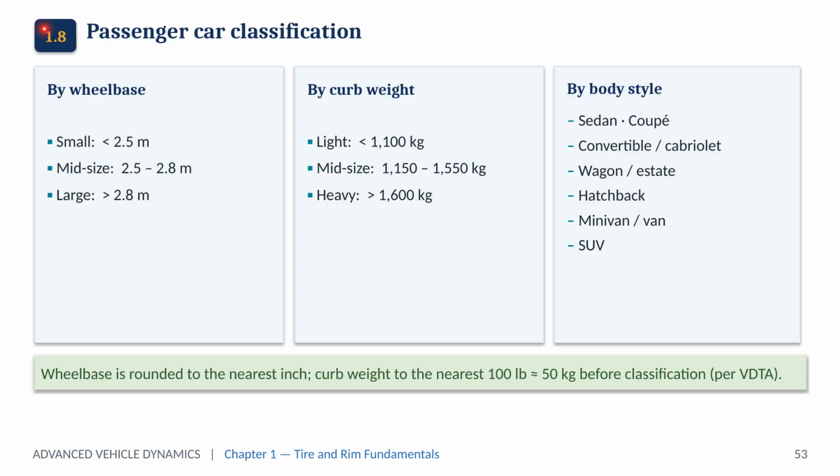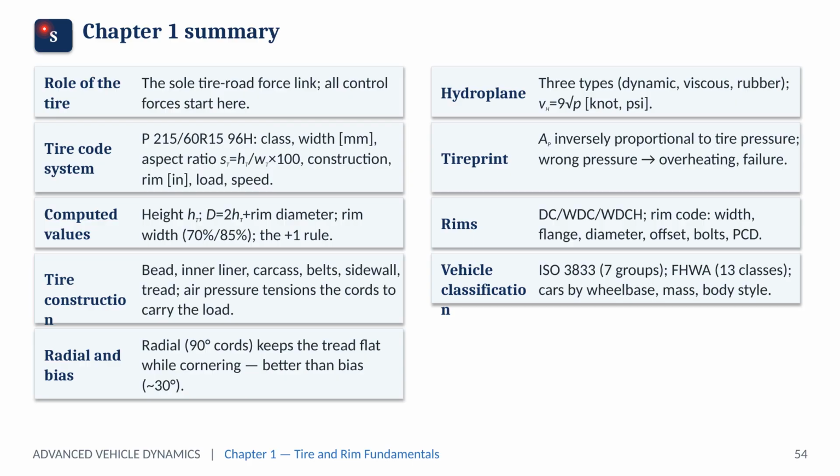Passenger cars are further classified by 3 criteria. By wheelbase, small below 2.5 meters, midsize from 2.5 to 2.8 meters, large above 2.8 meters. By curb weight, light below 1,100 kilograms, midsize from 1,150 to 1,550 kilograms, heavy above 1,600 kilograms. By body style, we have sedan, coupe, convertible, wagon, hatchback, minivan, and SUV. Note the rounding. The wheelbase is rounded to the nearest inch and the curb weight to about 50 kilograms before classifying.